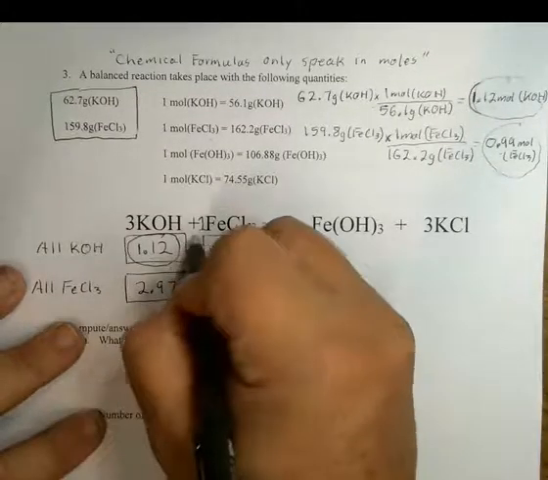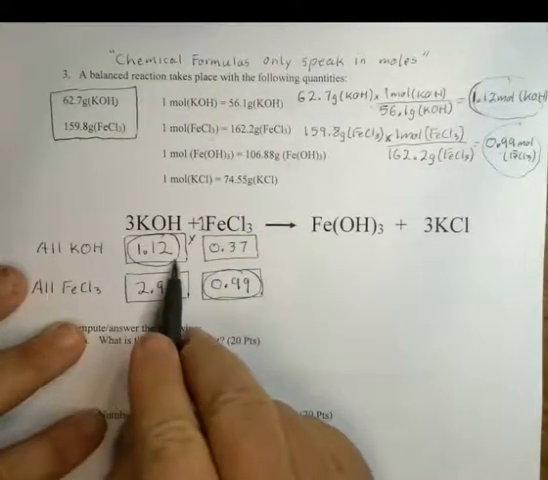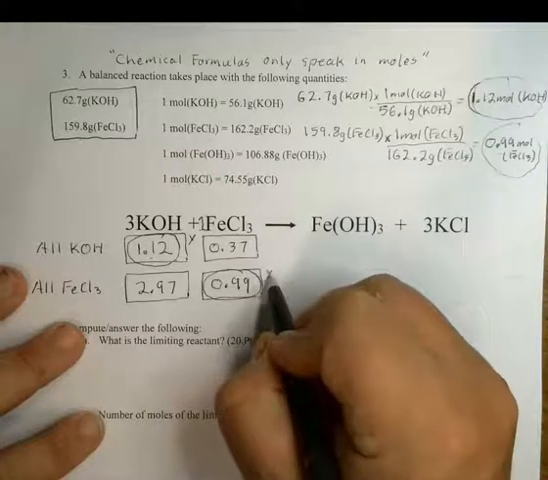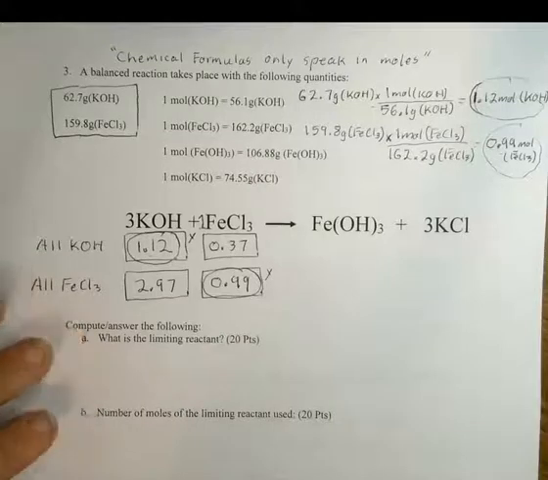So we go ahead, I'm going to put a Y next to the potassium hydroxide here. Then I'm going to come over here and I'm going to put a Y next to the iron chloride here, because we circled them because we know we have that much.